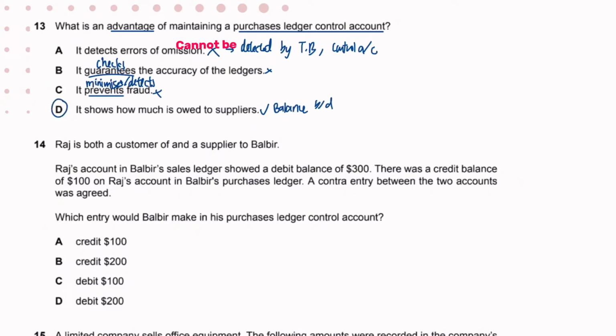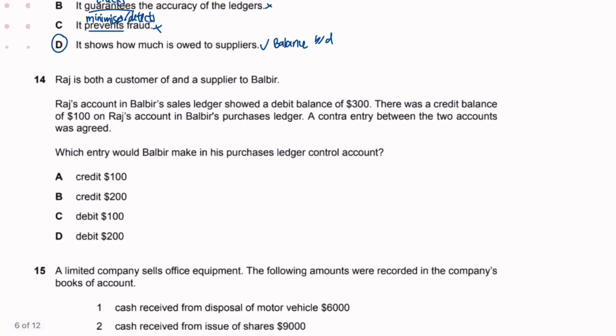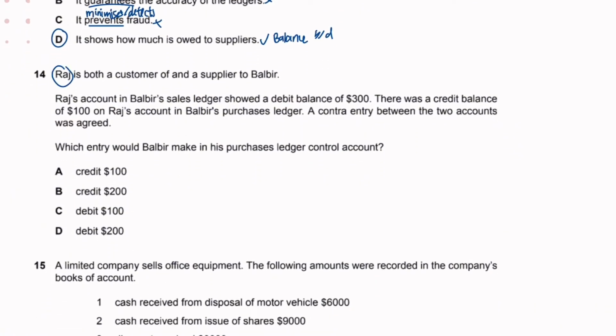So D is the correct answer. Okay, question 4. Raj is both a customer and a supplier to Barbier. So when you see this, immediately think of contra.